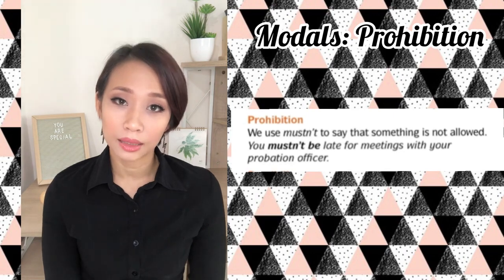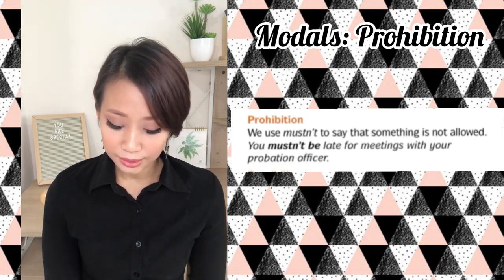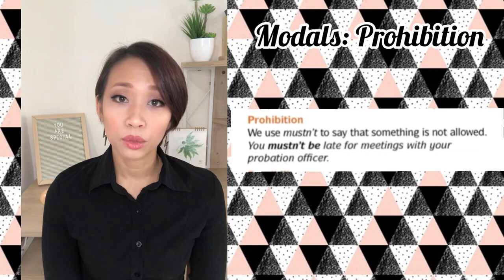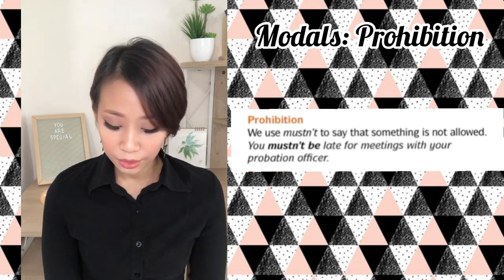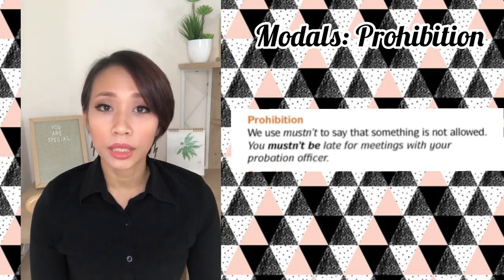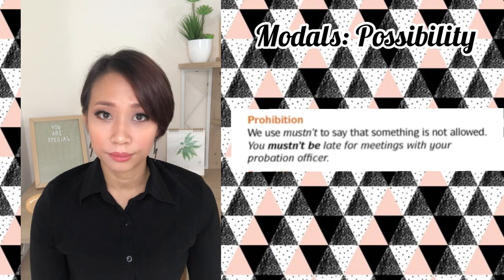Prohibition, larangan. We use mustn't to say that something is not allowed. Kita guna mustn't untuk sesuatu yang tidak dibenarkan. You mustn't be late for meetings with your probation officer. Anda mesti jangan lewat ke mesyuarat dengan pegawai probation anda.